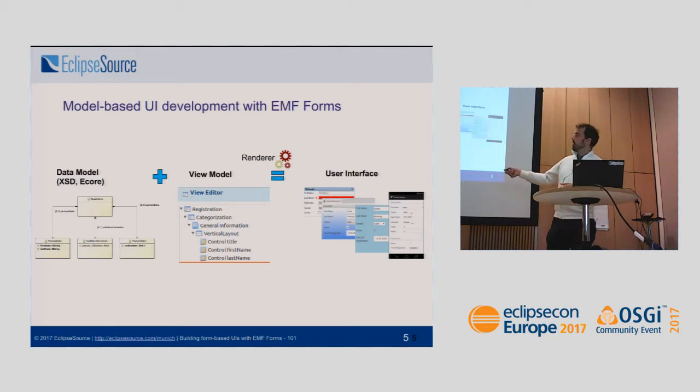Now, this artifact describes the data that you will show in your form-based UI. So which attributes are there, what constraints are on those attributes, and so on and so forth. And now EMF Forms adds a second artifact that we call a view model. This view model only describes the form-based UI, pretty much following the same scheme that I had on the last slide. And now we have two models, but not a running form yet.